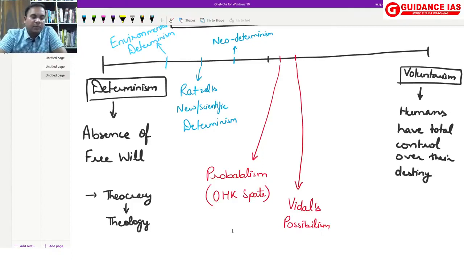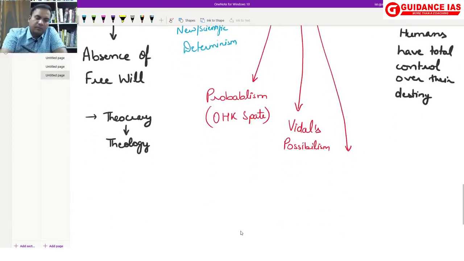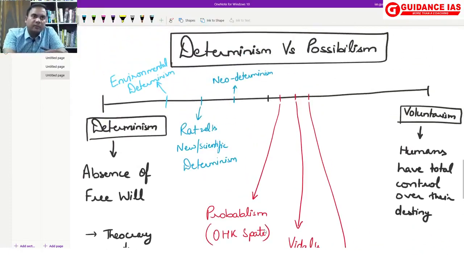Then very near to it, again I will place cultural determinism. Cultural determinism of whom? Carl Sauer. Carl Sauer would be put here. Okay, so they are very near. We can even place them together. All of them were comparatively more balanced.